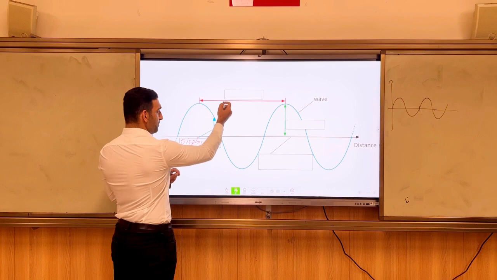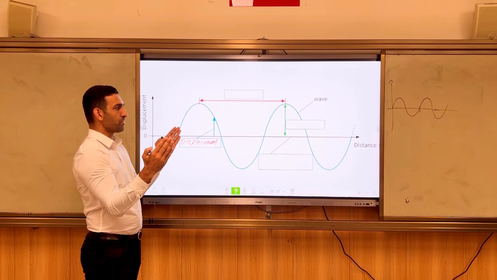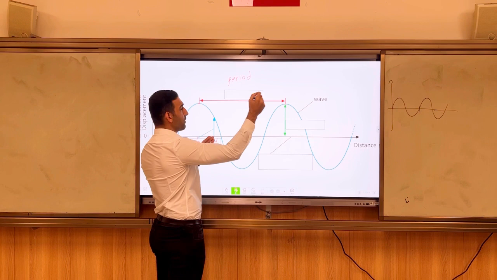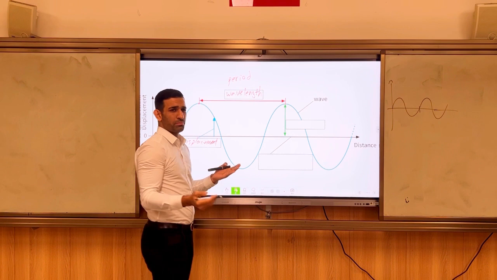Look at this one. Two similar points are connected. Period. Okay. Wavelength. Which one? Period or wavelength? We don't know. Okay. We're gonna go back on them later on.